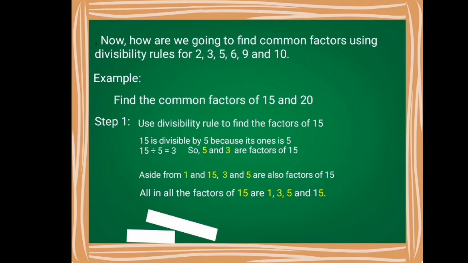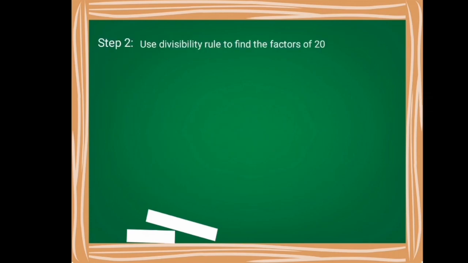So, tapos na natin kuhanin ang factors ng 15. Mag-move tayo sa step 2. Use divisibility rule to find the factors of 20. Anong divisibility rule naman kaya ang pwede natin gamitin? Kung mapapansin, ang 20 ay natatapos sa 0. Therefore, 20 is divisible by 2, 5, and 10 because its ones digit is 0.